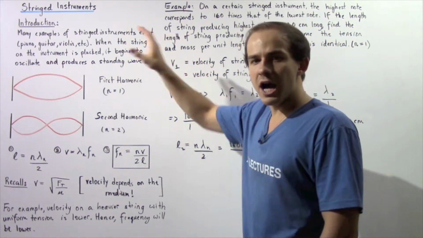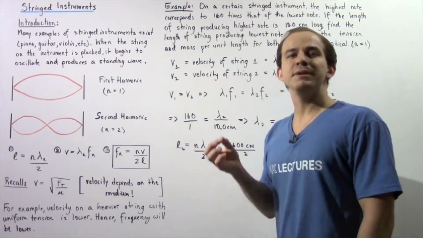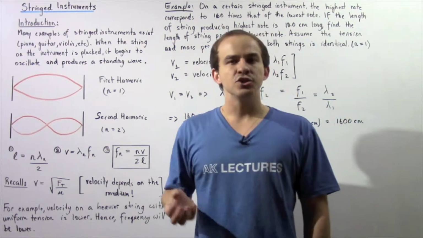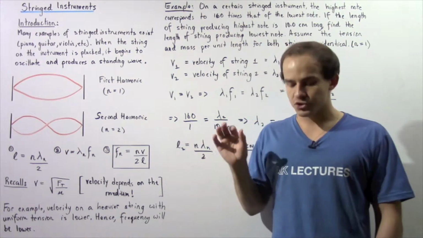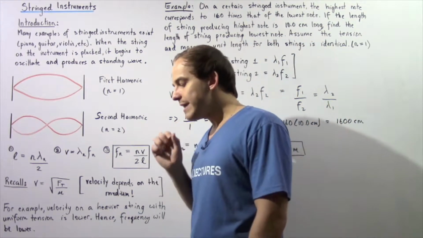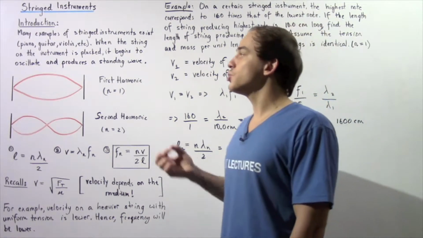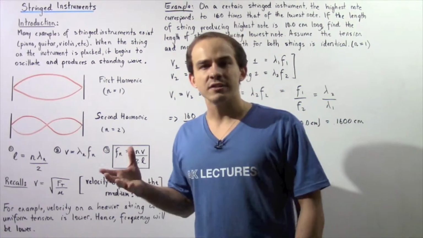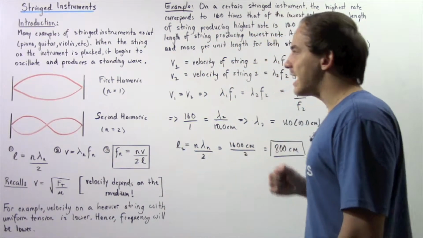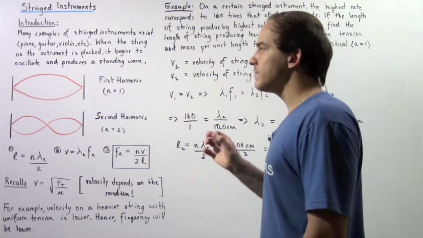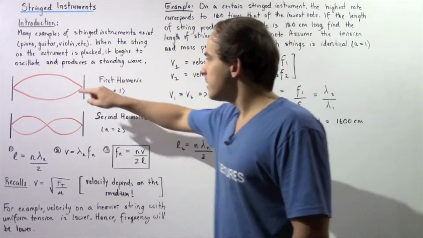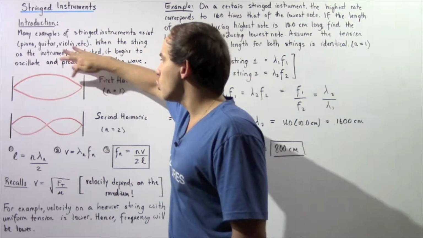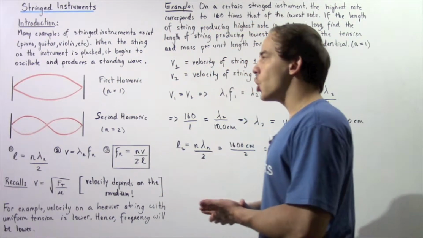Now, when the string on that instrument is plucked, it begins to oscillate. It begins to vibrate, and that vibration creates a standing wave on that string. Recall that a standing wave is essentially a wave that contains nodes and antinodes. Nodes are simply regions where destructive interference takes place, and antinodes are regions where constructive interference takes place. So in this example, these two regions are the nodes, and this region is the antinode.